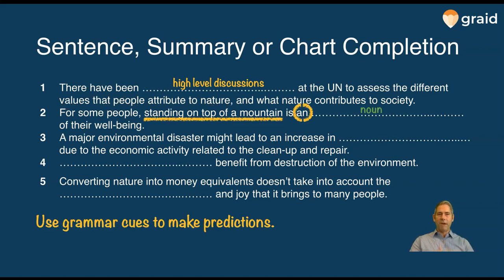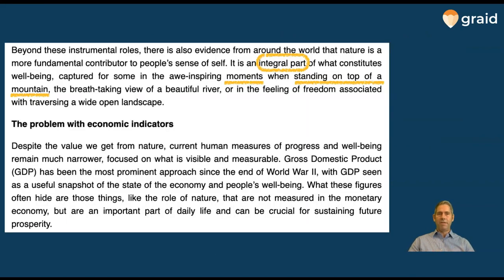Again, I'm going to use a grammar cue to help me with a prediction. We have the article an, so we know that one of the three words, if there are three words, will be a noun. We also know that the next sound is going to be a vowel sound after an. We're going to scan for standing on top of a mountain. We may have that exact phrase in the reading or something with a similar meaning. Now we can find here on this page, it is an integral part.